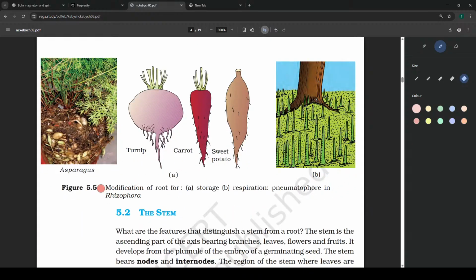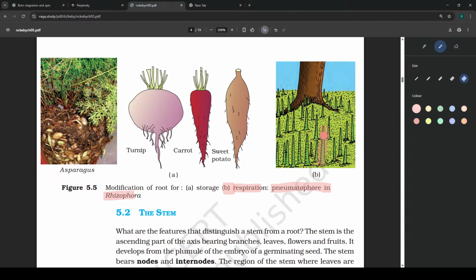Yeah, here if we see in rhizophora, respiration, pneumatophore in rhizophora. These spike-like structures above the ground are actually roots. They have numerous holes in them. These spiky structures surrounding the tree are actually the roots of the tree.